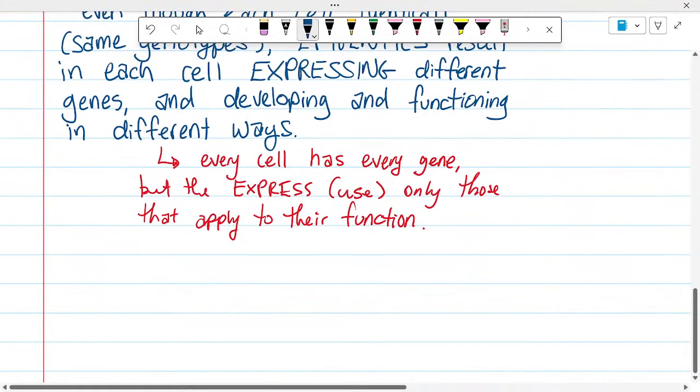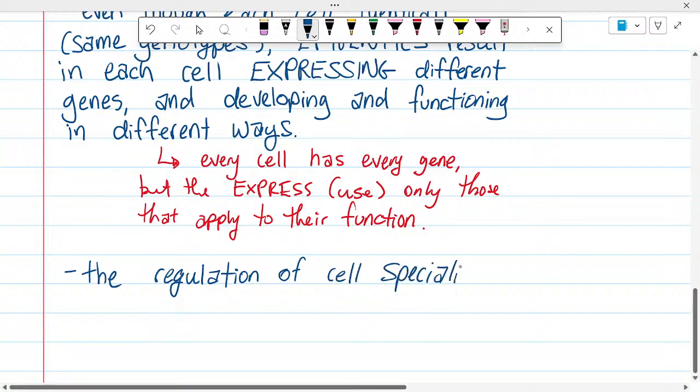So we're going to shorten all that by saying the regulation of cell specialization is really complicated. We're going to accept that as being enough.